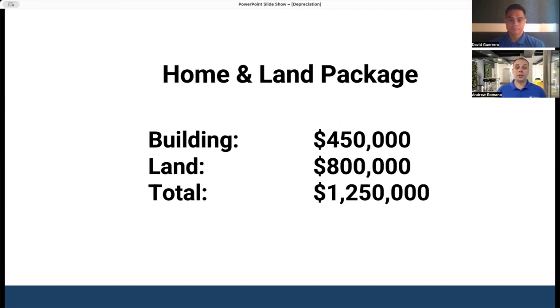So say you go down to Schofields, we're here in the Northwest, and you buy a home and land package for 1.25 million. 450 grand of that is the building, 800 grand of that is the land. So for the purposes of depreciation, only the 450K would be depreciable over the term of the asset. The land will be completely excluded. If you try and put land in the depreciation charge, the government will find you and they will definitely come hard after you as well.